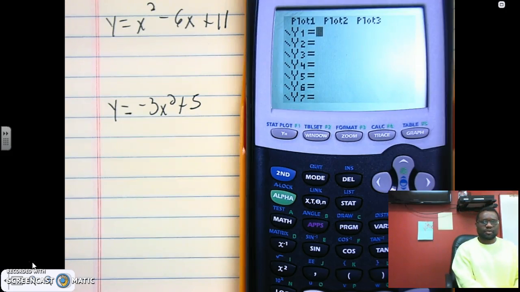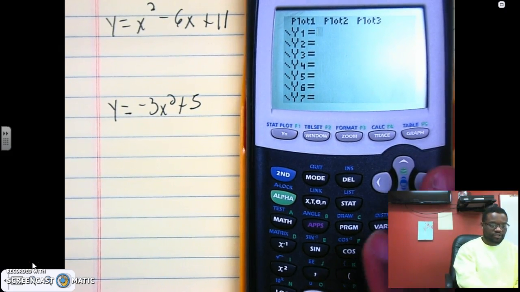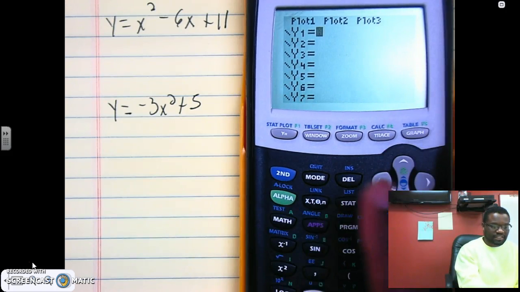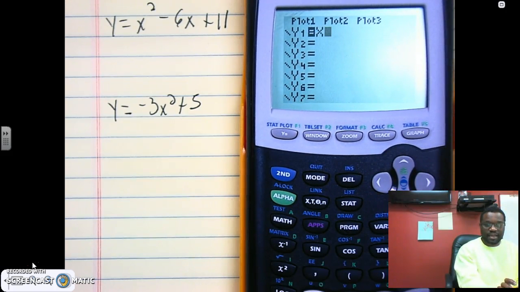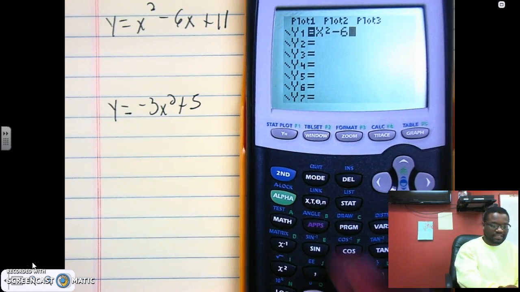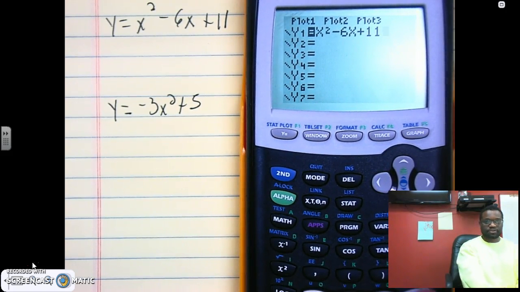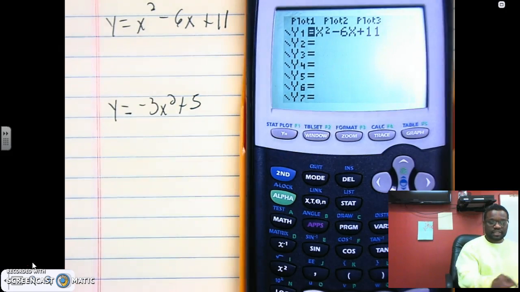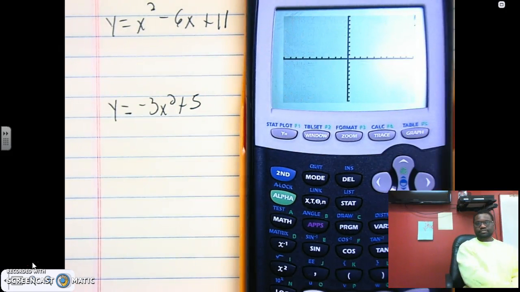What if it's not solved for y? Solve it for y. Put everything to one side, write it in descending order, and now I'm going to put x squared in. I can just hit the x button, then hit the squared, minus 6, that button again, plus 11. All right, so I put x squared minus 6x plus 11 in. Then I go over here and I hit graph.